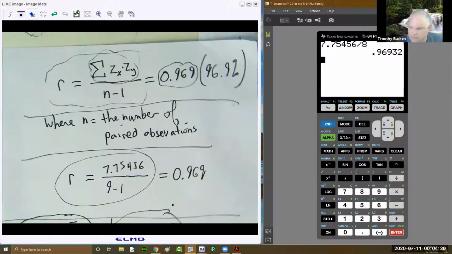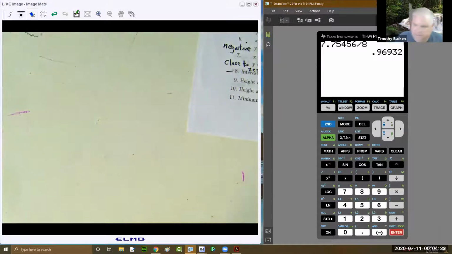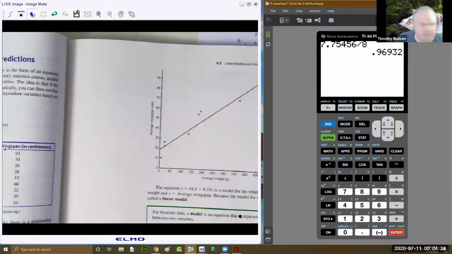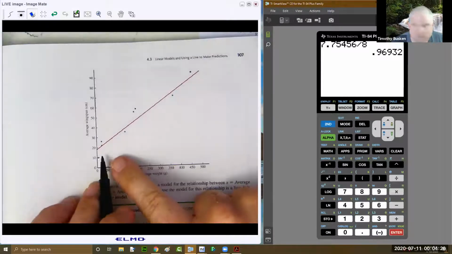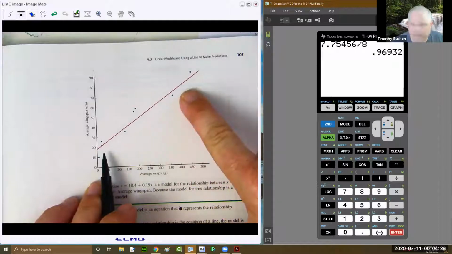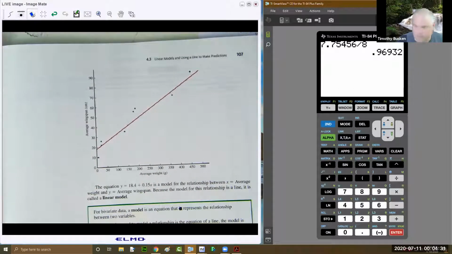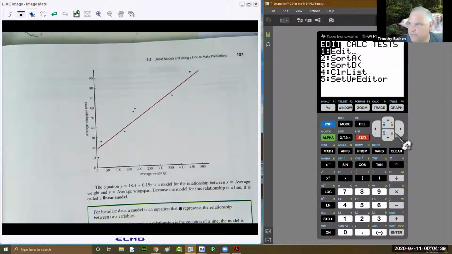So now I want to go back to this. Remember, we were given the model equation, right? We were given the equation of the regression line here. And if you need the equation for the regression line, you can get that by doing the LinRegTTest. I think I pointed that out earlier. So just don't forget about that.